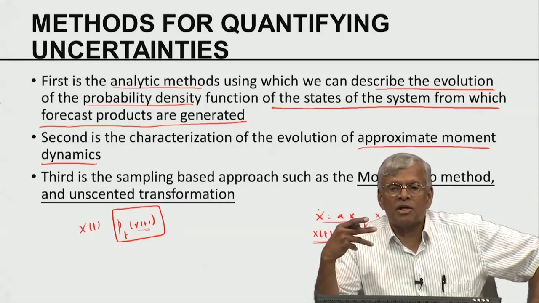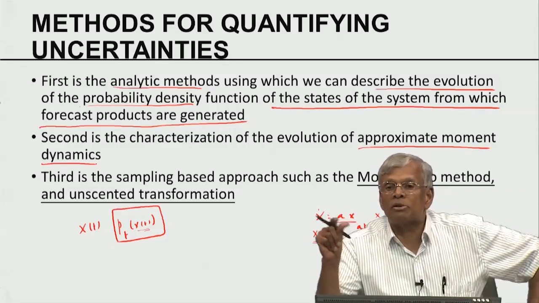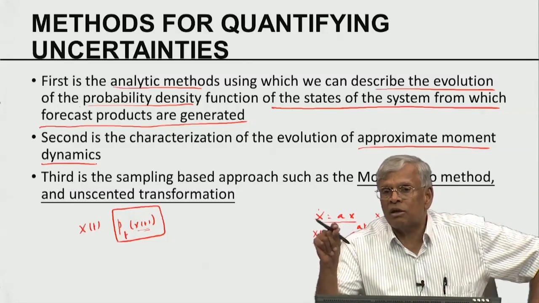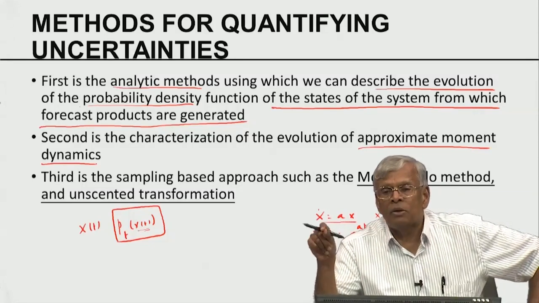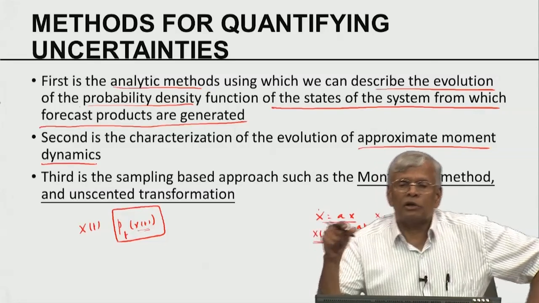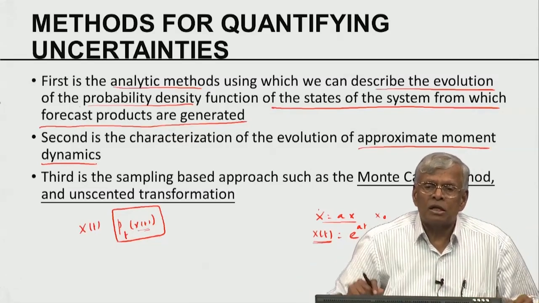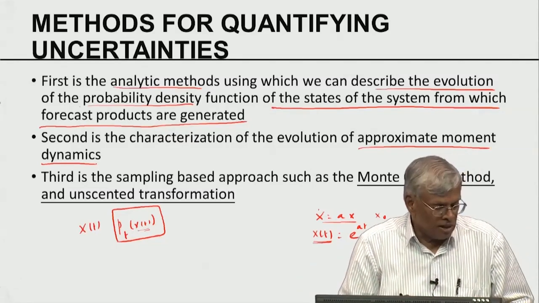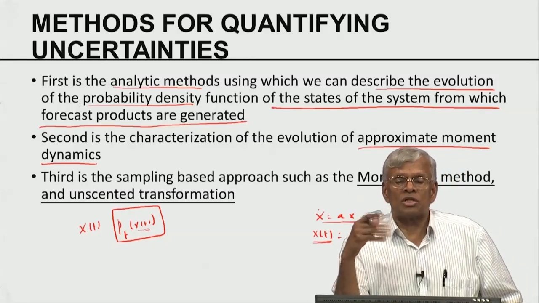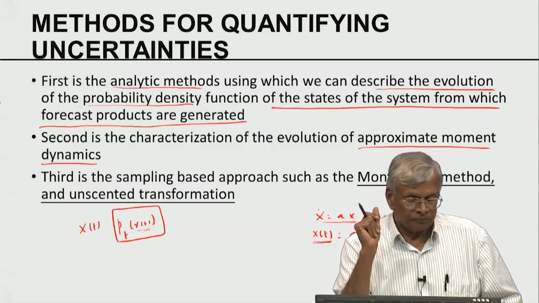So statistics provides you, in order to be able to estimate the mean with certain degree of accuracy, how many samples you must have. In order to be able to estimate the variance with certain degree of accuracy, how many samples you must have. So we can fall back on the large sample statistical theory in trying to estimate how many ensemble members I need to be able to make decent estimates of the mean and covariance analysis, based on which we can generate forecast product for public consumption.